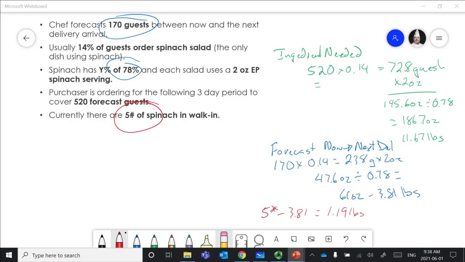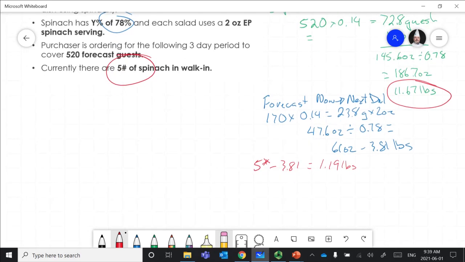Okay, so now we can figure out how much we need to order. How much do we need to order? Well, we needed this 11.67 pounds of spinach to serve our 520 guests. And we're expected to have 1.19 pounds left in our cooler. So we got 11.67 pounds minus 1.19 pounds equals, punch it into my calculator, we have 10.48 pounds is our order.